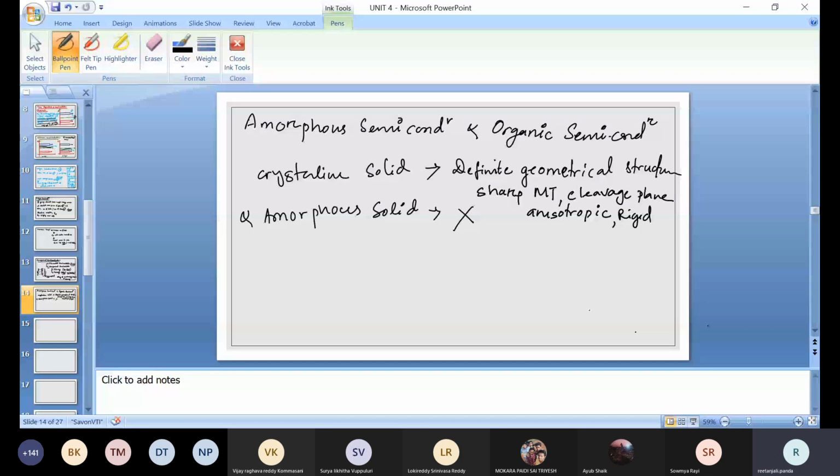The same difference holds good for amorphous and crystalline semiconductors. In the next class we are going to go about amorphous solids, then organic semiconductors, and we will wind up the semiconductor chapter. In the meantime, if you have any doubt, you can ask me in the chat box or on personal WhatsApp. So today I am ending the class.